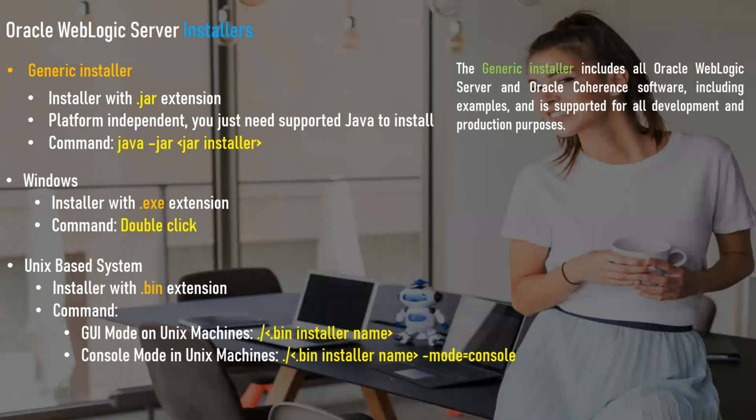And if it is a Unix based system, then maybe you will get a .bin extension installer. And that installer you can install in two modes. If you have graphical or GUI mode access to the Unix machine, then you can install it as ./ and then the .bin installer name. And if you want to start in console mode, text mode, you can install as ./ and then the bin installer name and then -mode=console.